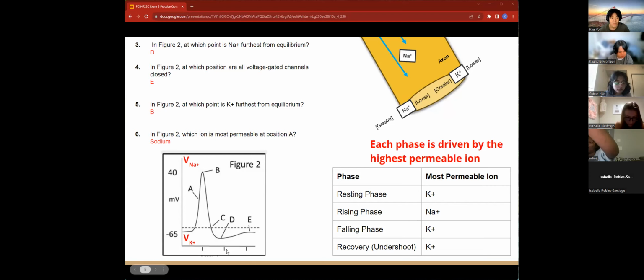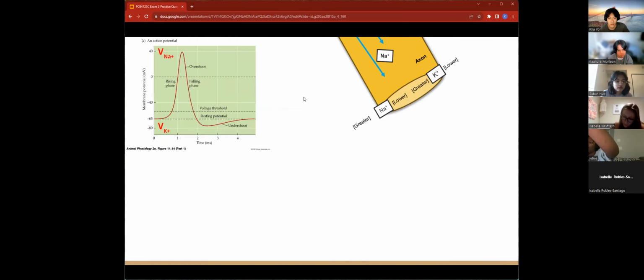All right. And then number 4, people also had a little conflict with what they picked there. In figure 2, at which position are all voltage gated channels closed? I have another slide that explains more specifically. Number 5, everyone got right, basically. You use the same concept as number 3. And then number 6, you guys all got right. So I'm going to go into this next slide here.